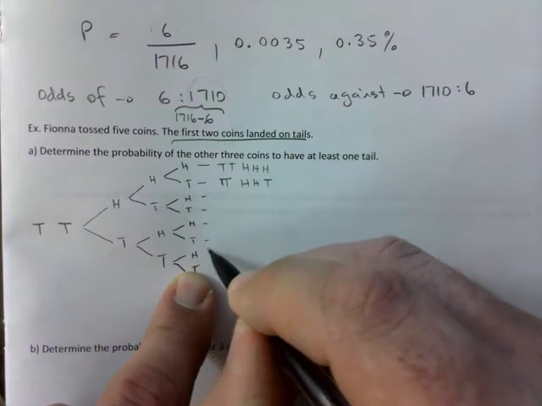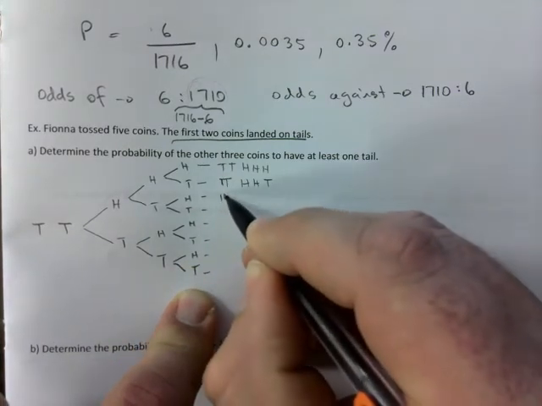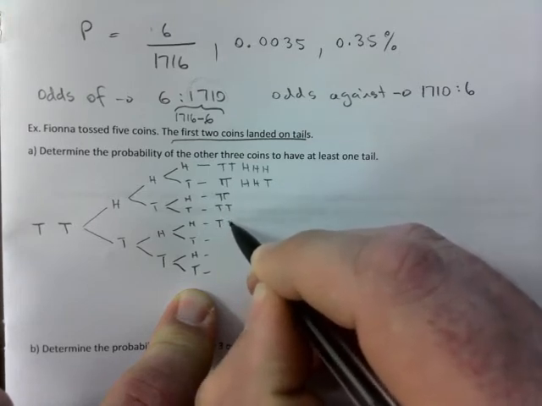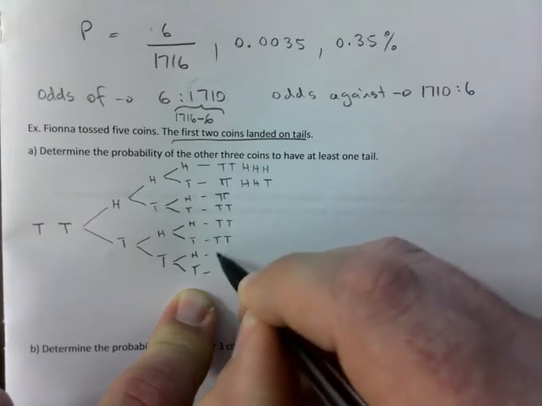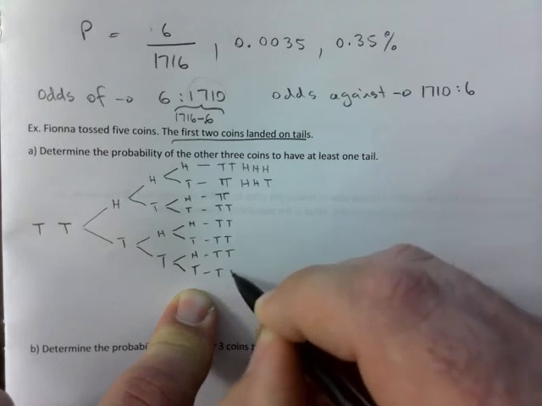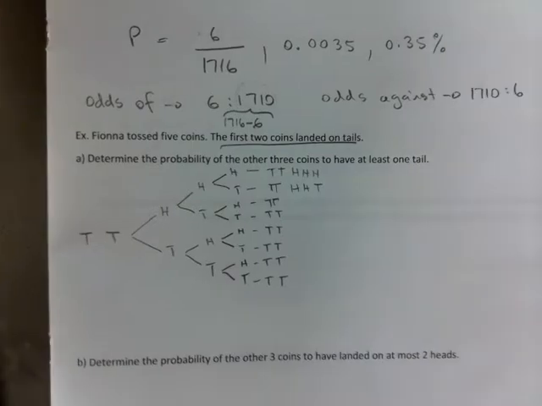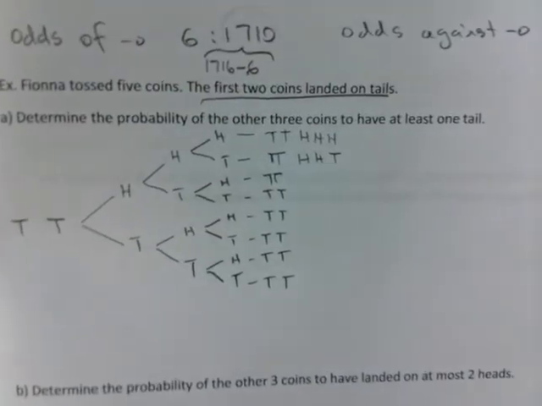You know what I'm going to do? Every single one I'm going to go tails, tails right away, because that is the case for every single outcome. Because we know that the first 2 coins did land on tail. Can I zoom into that? Do you want me to zoom in? Too many T's and H's, right?